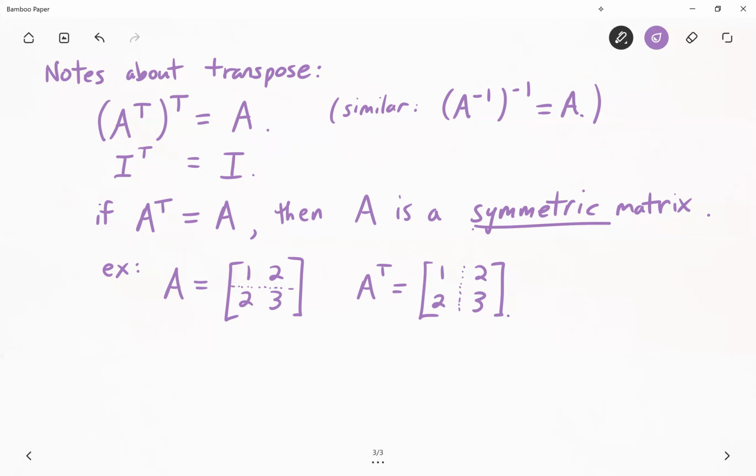All right, we should say a few more observations about transpose before we continue.